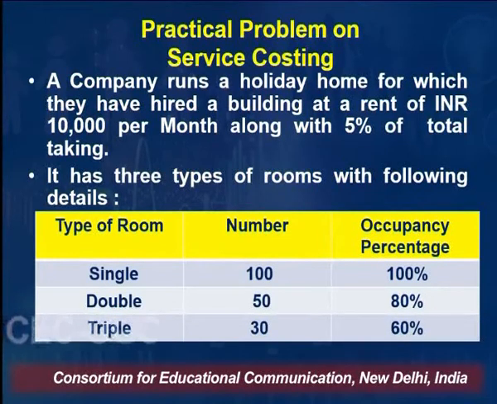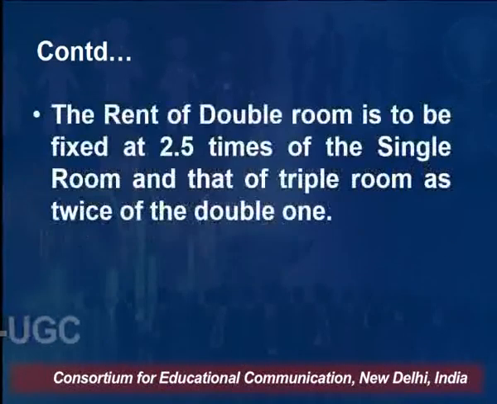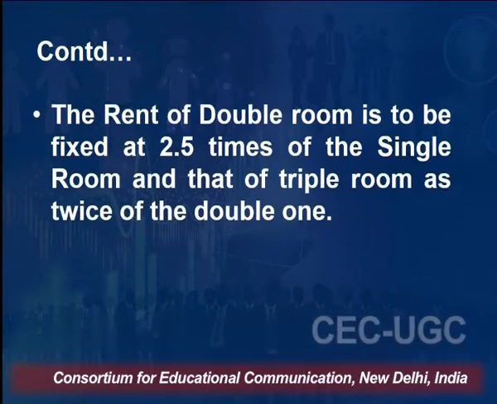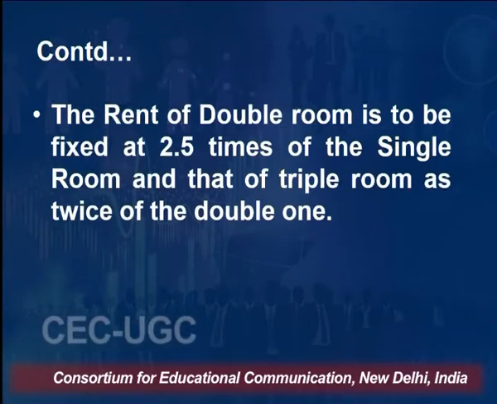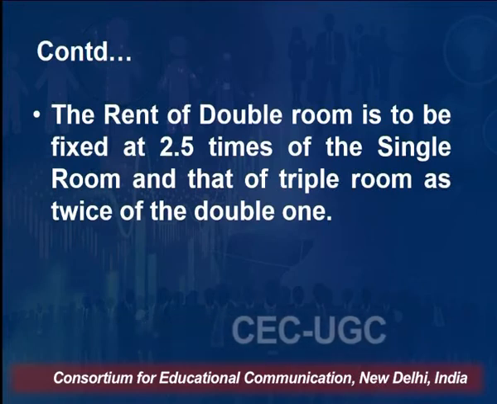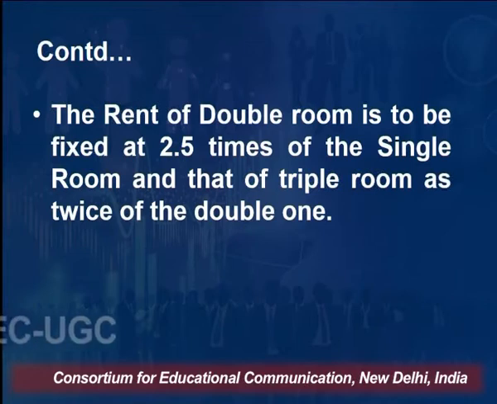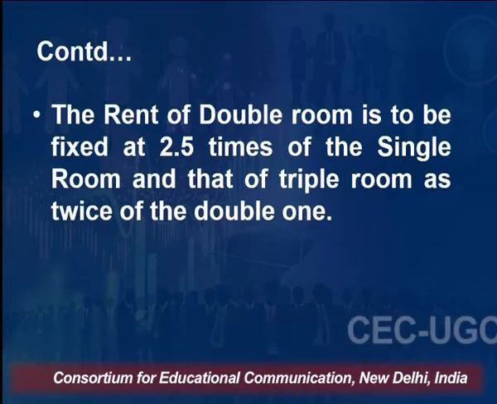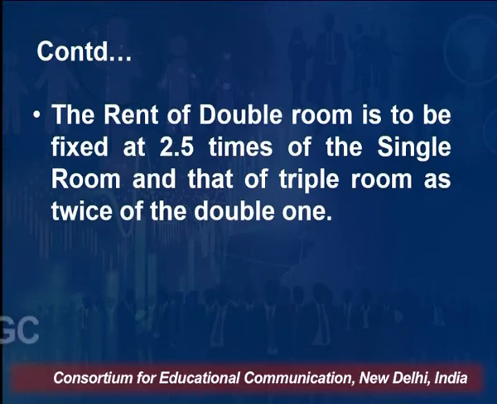And when they say that single room is 100% occupied, it means all rooms are occupied by the customers. The rent of double room is to be fixed at 2.5 times the single room. This is the philosophy this company is following, that the rent of double room is fixed at not double but 2.5 times the single room, and that of triple room as twice the double one. This is going to help us in calculating the price, the charges which this company will charge from the customers.